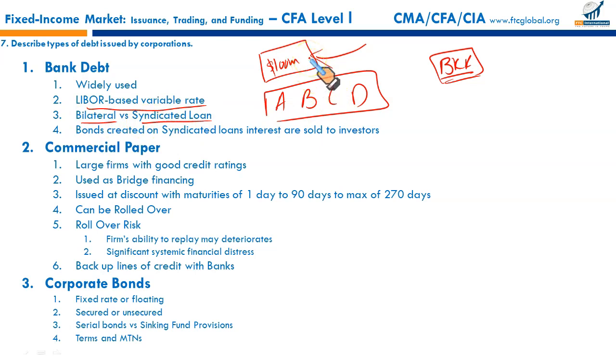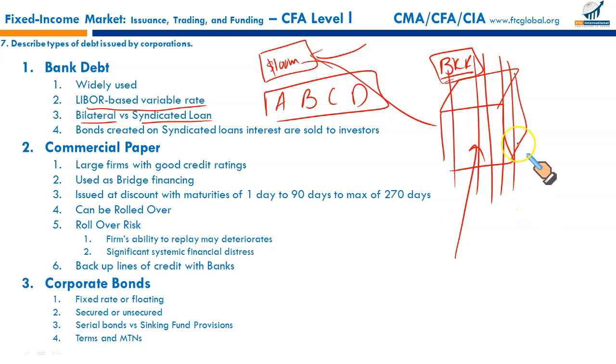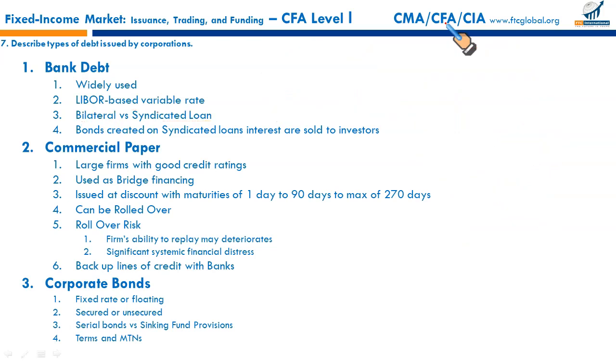Now, these loans or other loans like these can be bundled up, and then further bonds could be issued on this loan portfolio. So the syndicated loan plus other loans can be securitized, and then further bonds could be issued to investors over this loan portfolio, discussed later. Then next, what we are studying, different types of debt issued by corporations. Commercial paper.